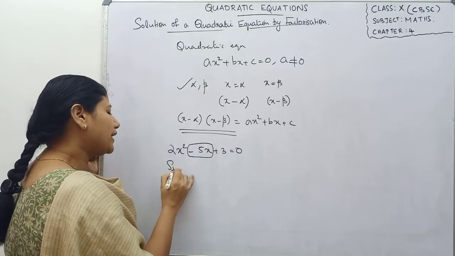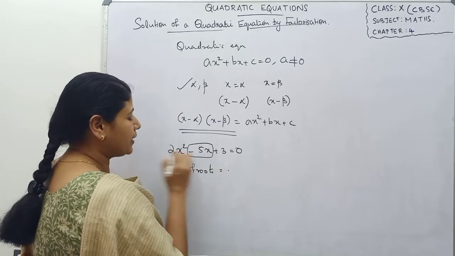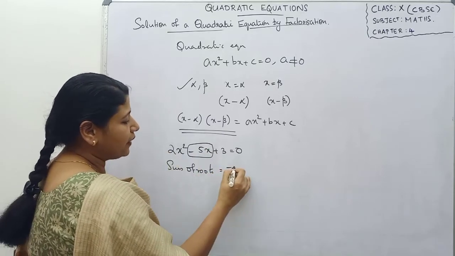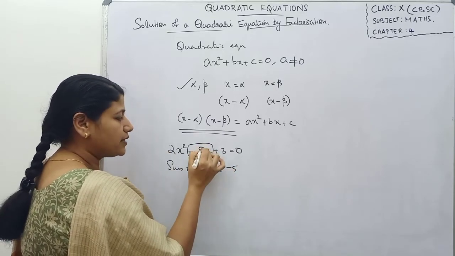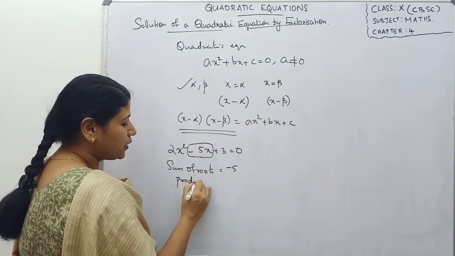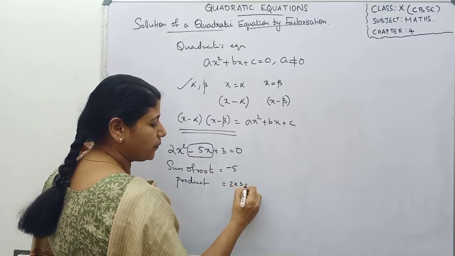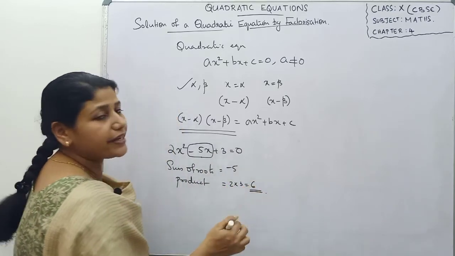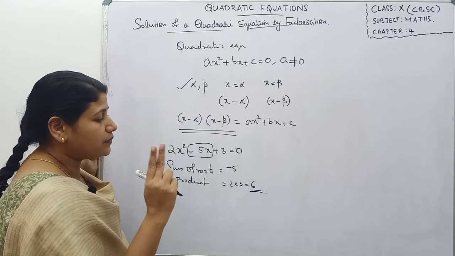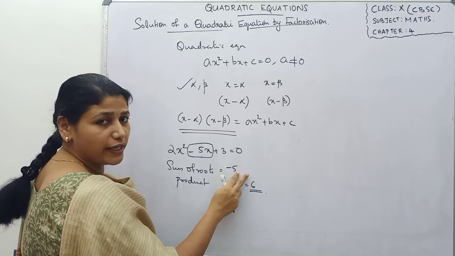So you know that the sum of roots may be written like this. Negative 5, the middle term, gives you the sum. This is your sum of the roots. And what about the product of the roots? Product of roots is 2 into 3, isn't it? 2 into 3. So you have to find out two terms in which the product will give you 6 and the sum will give you negative 5.